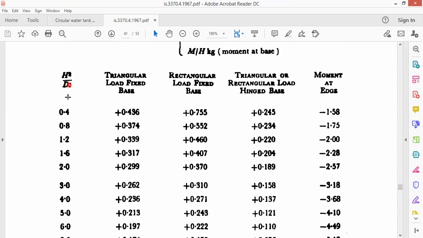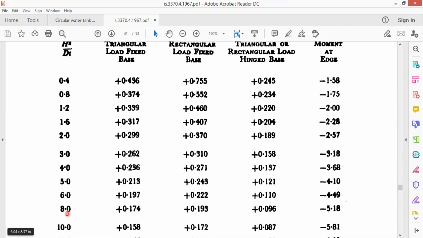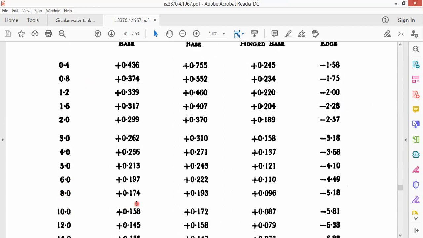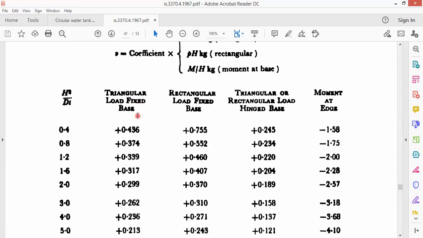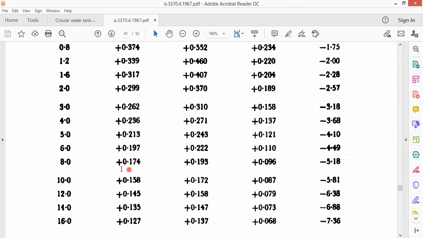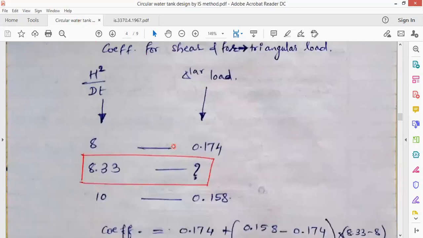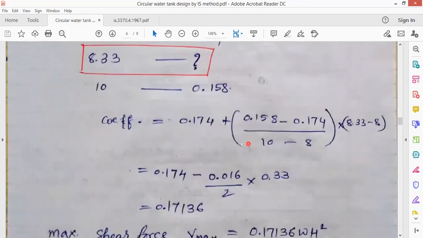Okay. So h square by dt, it is 8.33. Again, I have considered triangular load because it is fixed at the base. So for 8.33, I am going to interpolate between these two values, that is 0.5158 and 0.174, and I will obtain the coefficient for shear for the 8.33 value. So that calculation is been done here.